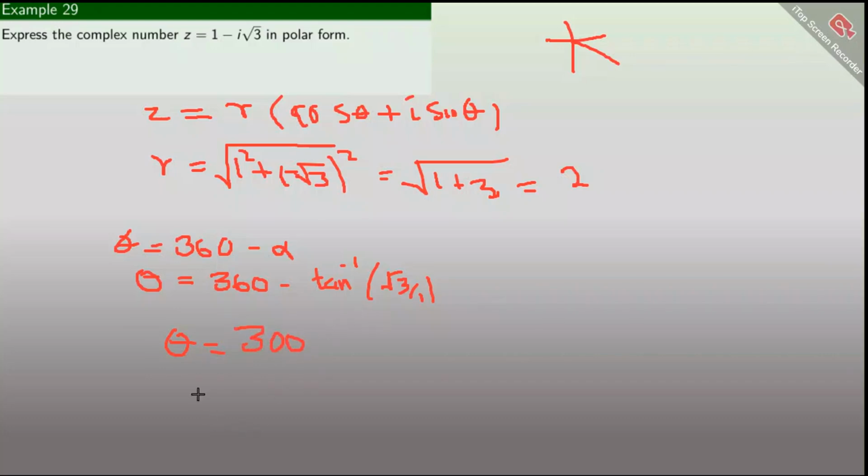So therefore, the polar form is actually given by 2 cos 300 plus i sine 300. We're done. As simple as that.